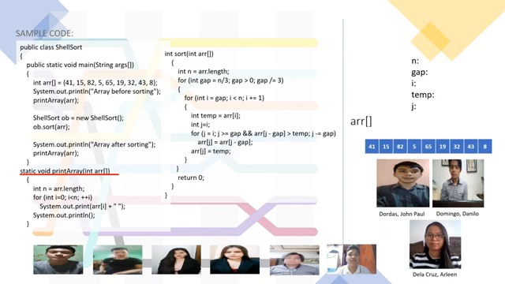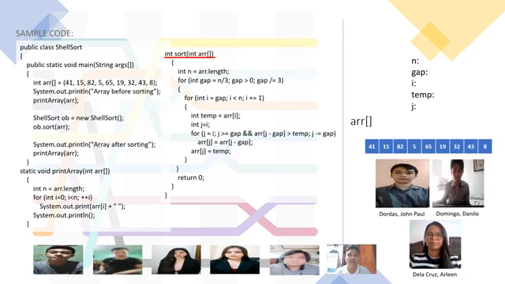Static void printArray, parameter int arr. We will use a for loop so that we can print it vertically. First, we will get the number of values inside the array. int n equals arr.length. And we will now use a for loop. For i equals 0; i less than n; i plus plus, then print it out. System.out.print arr. We'll be discussing the looping for this part of the code.